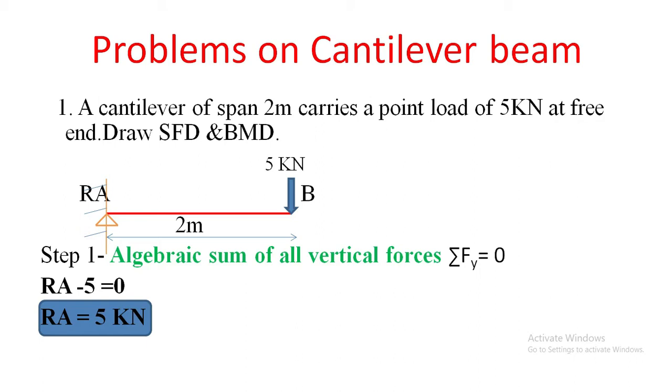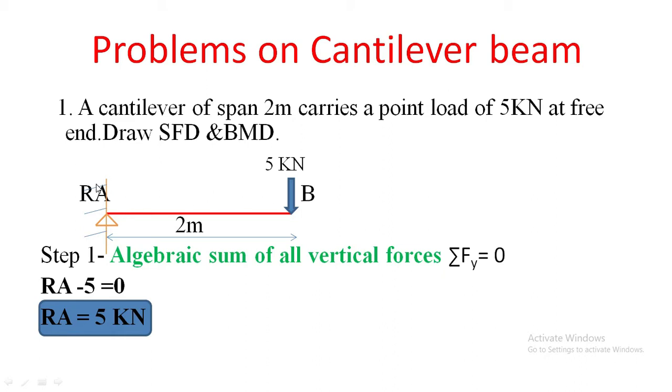So this is our figure. This is a beam, a beam which has one end fixed and the other end free. That is, A end is fixed and B end is free. The beam has a span of 2 meter. Okay, and then we have to draw SFD and BMD.